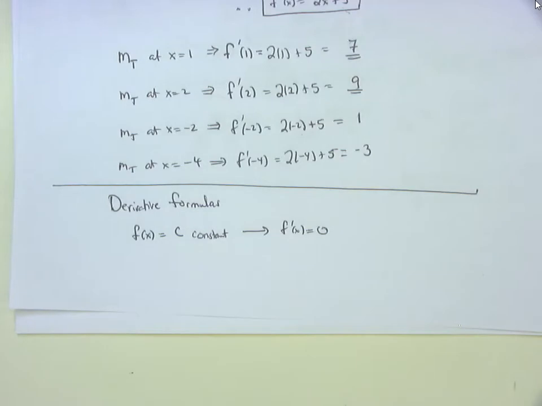What's the derivative of 5? 0. What's the derivative of -7? 0. What's the derivative of pi? 0. Pi is 3.14159, whatever. It's a constant. The derivative of that is going to be 0. These are the formulas. It's so much easier to take the derivative.